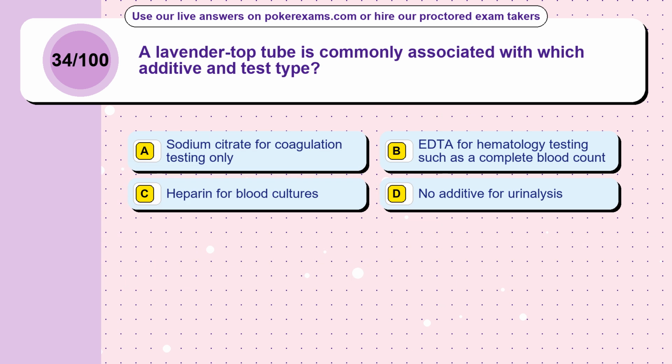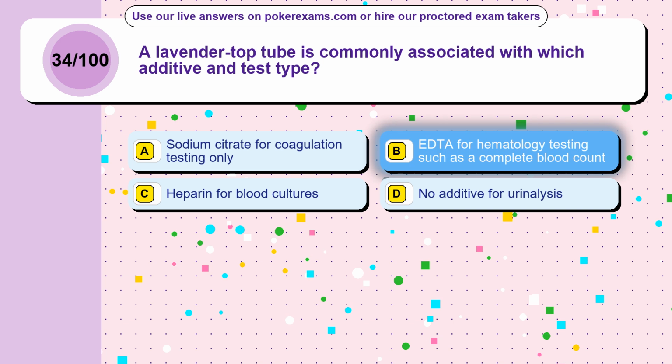Question 34. A lavender top tube is commonly associated with which additive and test type? Option A. Sodium citrate for coagulation testing only. Option B. EDTA for hematology testing such as a complete blood count. Option C. Heparin for blood cultures. Option D. No additive for urinalysis.